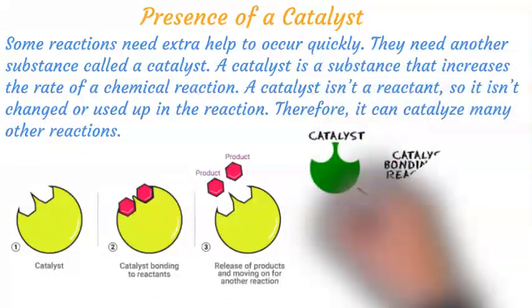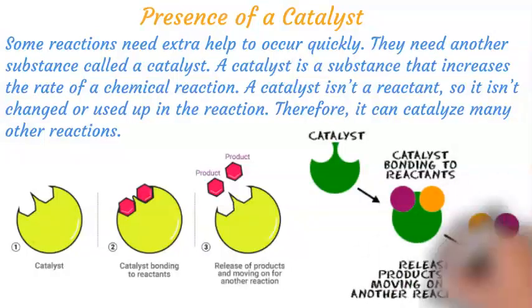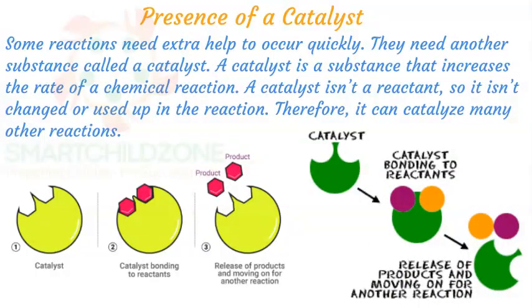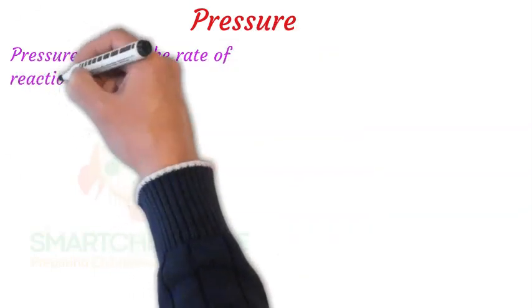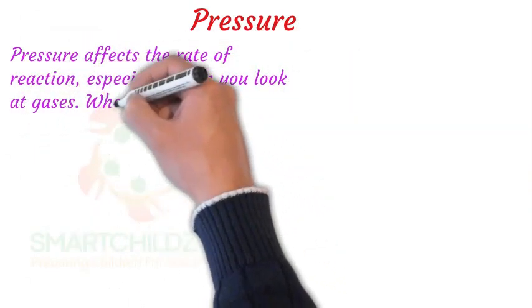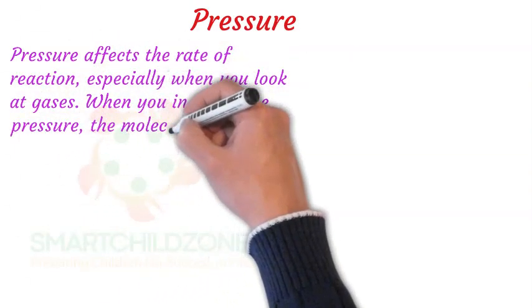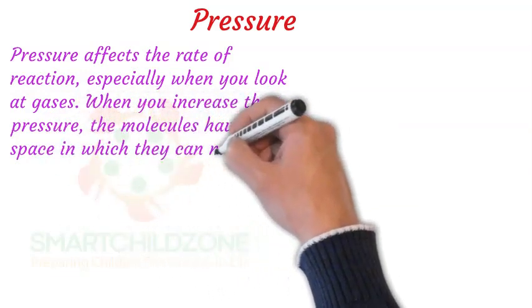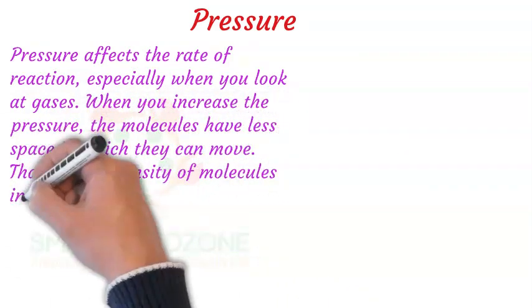Pressure affects the rate of reaction. The rate of a chemical reaction can be found by measuring the amount of a reactant used or the amount of product formed over time.